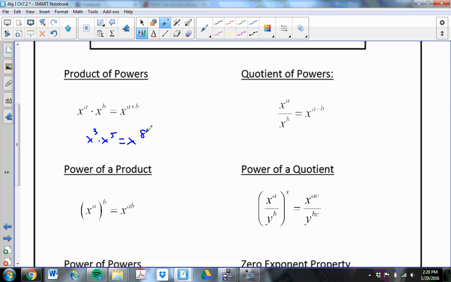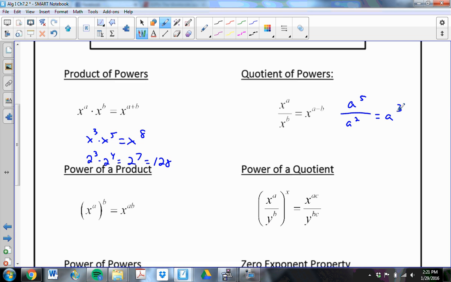And this even works with numbers. If I had 2 to the third times 2 to the fourth, that would become 2 to the seventh, which is 2, 4, 8, 16, 32, 64, 128. With division, I subtract them. So like a to the fifth over a to the second would become a to the third. I do 5 minus 2 to get 3.